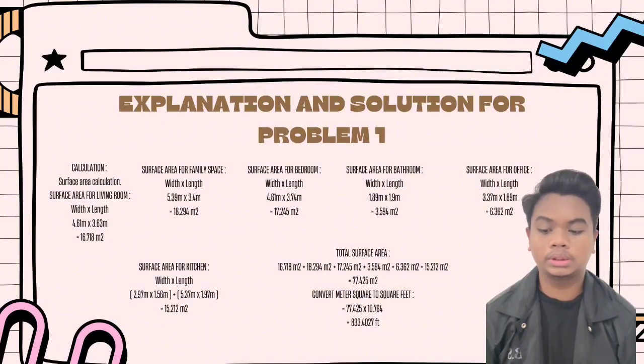And then that is in meters square. Our calculation for this design house is in square feet. So we need to convert meter square to square feet. We use 77.425 times 10.764. So we get 833.4027 square feet.